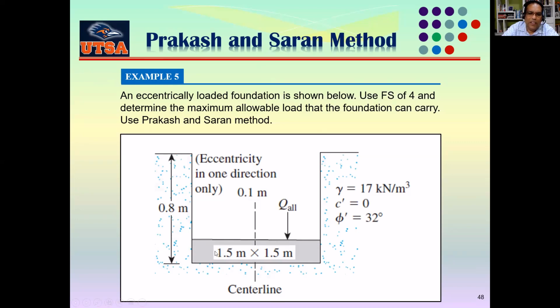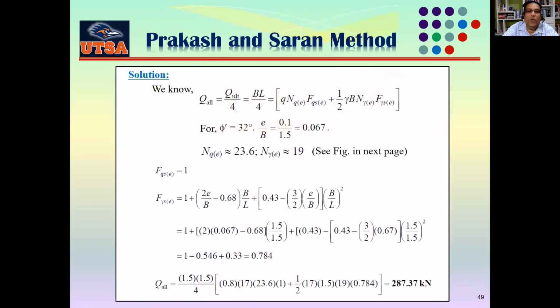Okay, and you can see this is not a continuous foundation, this is a square foundation. So we have to use the shape factors here, right? And your D_f is 0.8 meter here. Now, let's see how we can do that. So basically, our Q allowable is equal to Q ultimate divided by 4. And then we can say this is equal to q N_qe F_qse plus half gamma B N_gamma e F_gamma se.